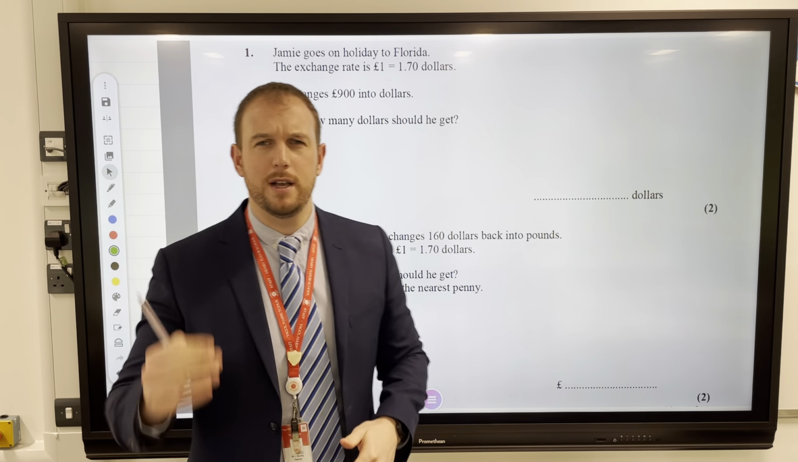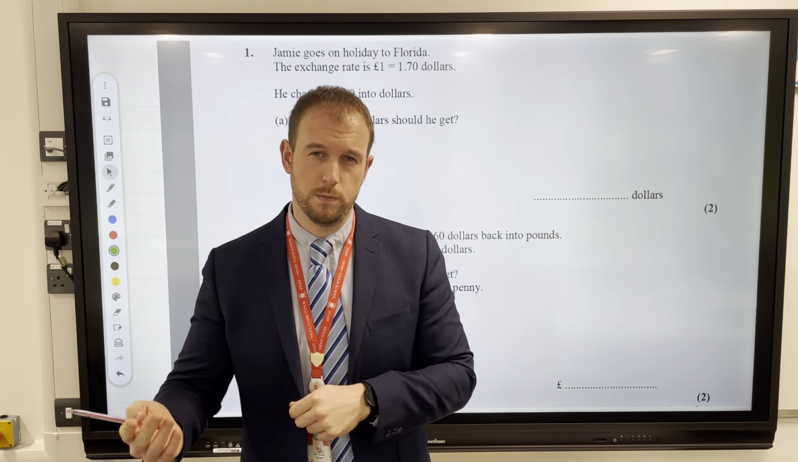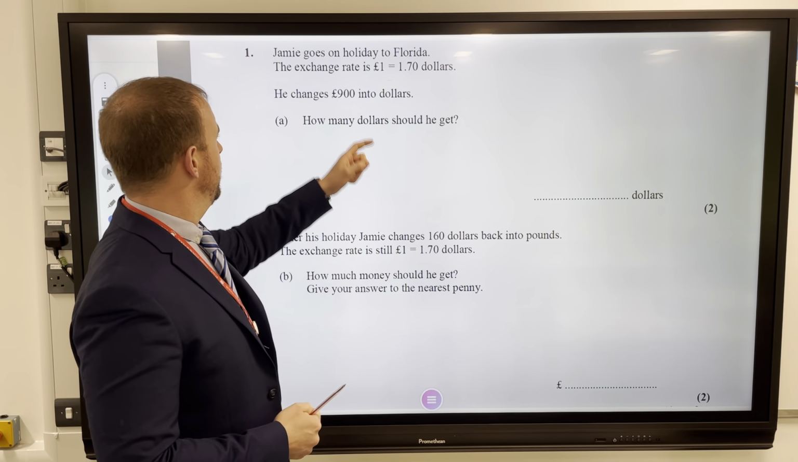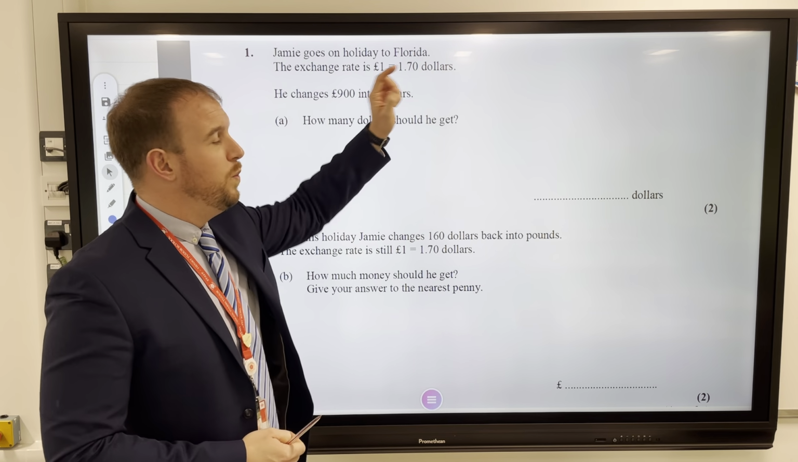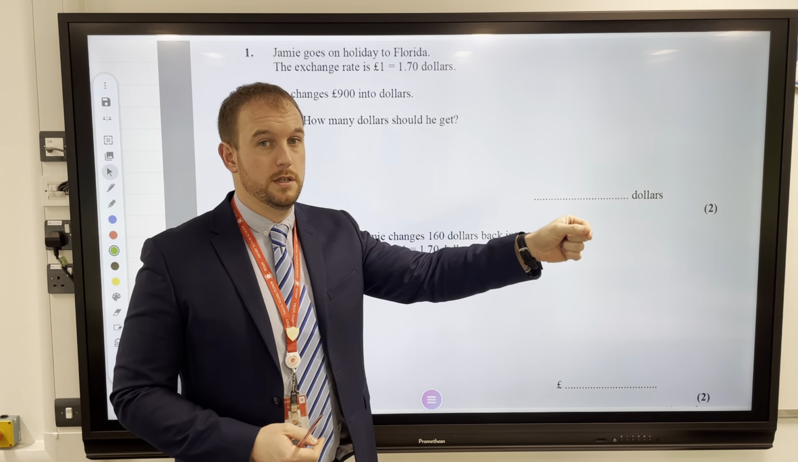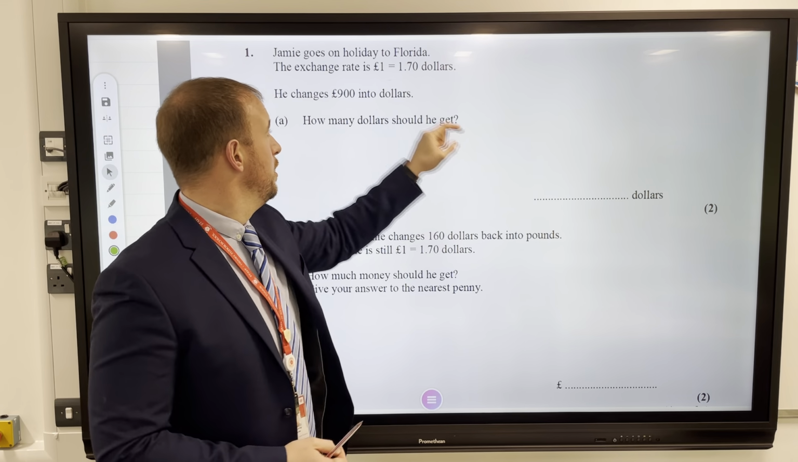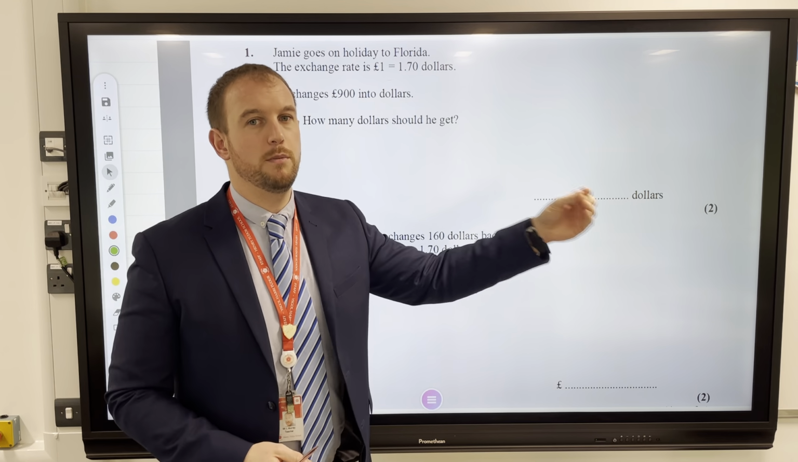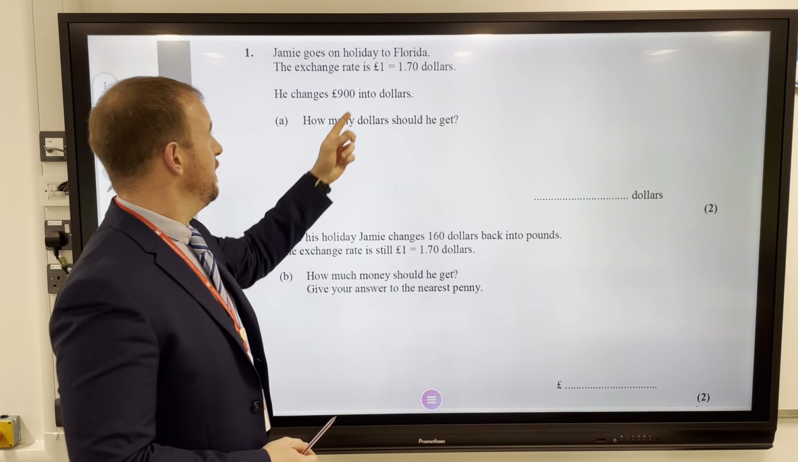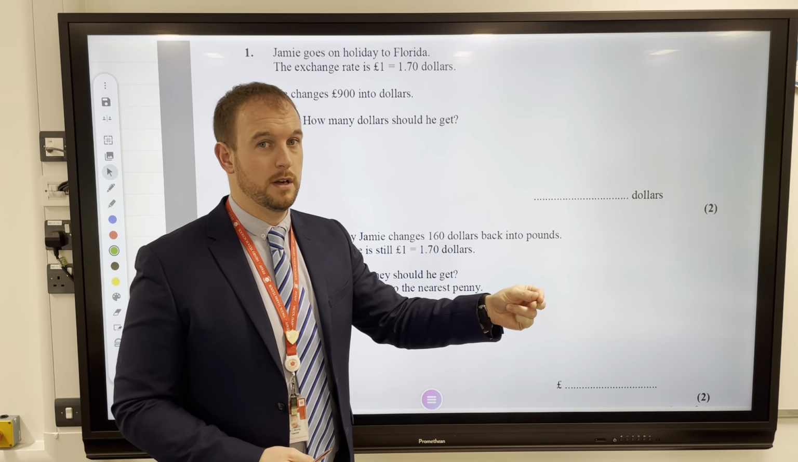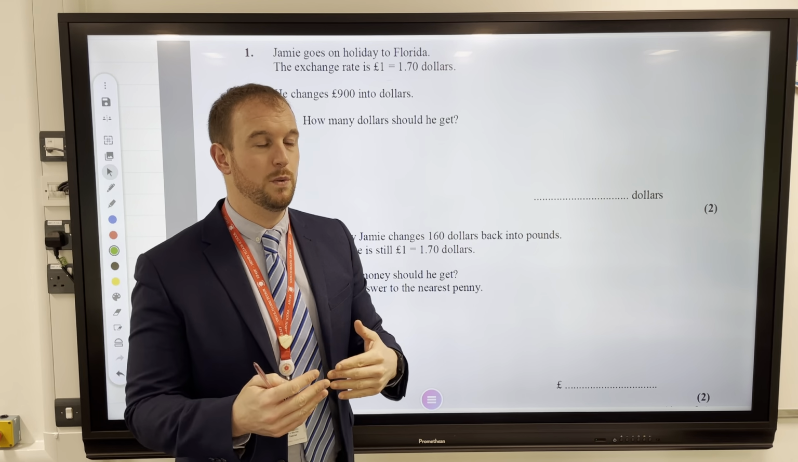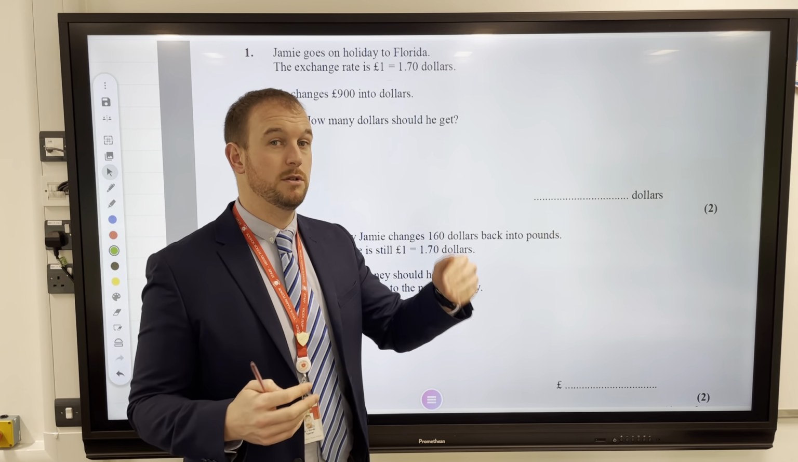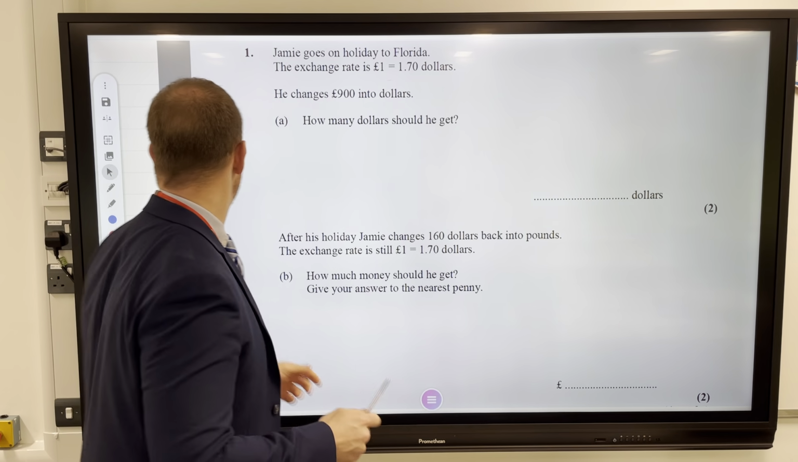So we need to ask ourselves, which one's bigger, which one's smaller? If we're converting pounds into dollars, we know there's going to be more dollars than pounds, because if £1 equals $1.7, then there's going to be more of them. That should give us an indication whether we times or divide. It's going to be more, so we need to multiply.